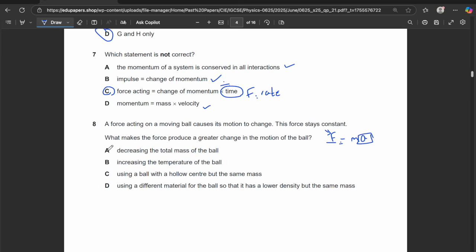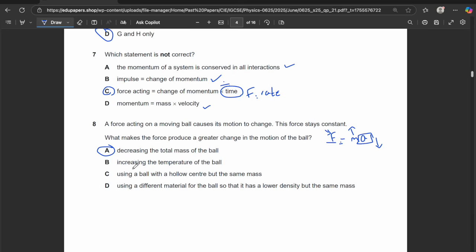So let's just look at the options. A, decreasing the total mass of the ball. So you can see that mass will affect the acceleration. If force is constant and mass increases, then acceleration will decrease. So this is the correct answer. We will look at the other options as well.